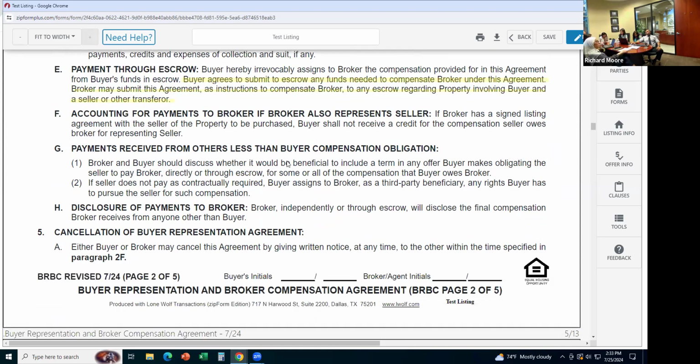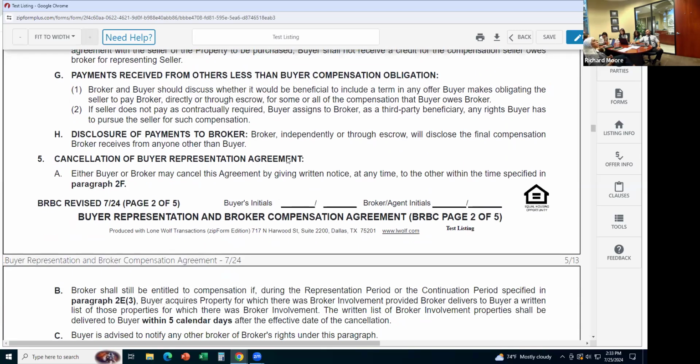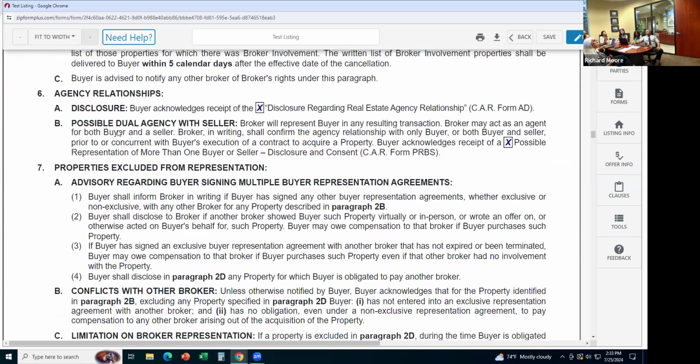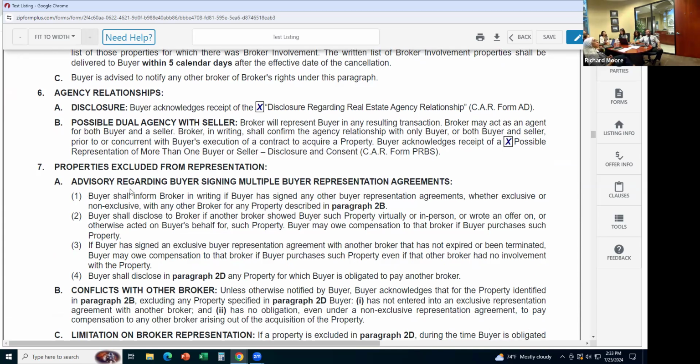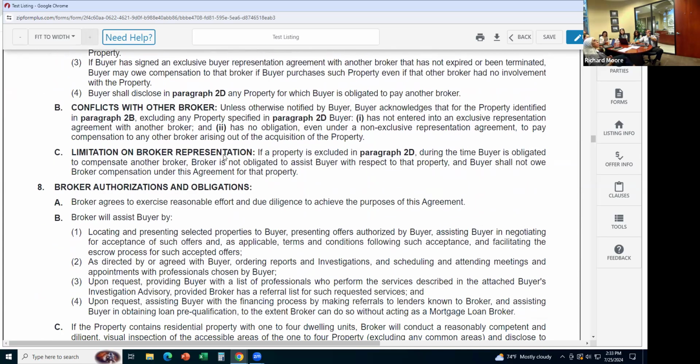Accounting for payments, let's see. So you guys already know, section G, payments received from, let's say, the seller, credits towards the buyer's obligation, we talked about that. Cancellation of buyer representation, we talked about cancellation. Agency relationships, letting them know that you might be representing a buyer, seller, more buyers, more sellers, but you might be a dual agent. Let's see. Broker authorizations and obligations, just a list of brokers' duties.